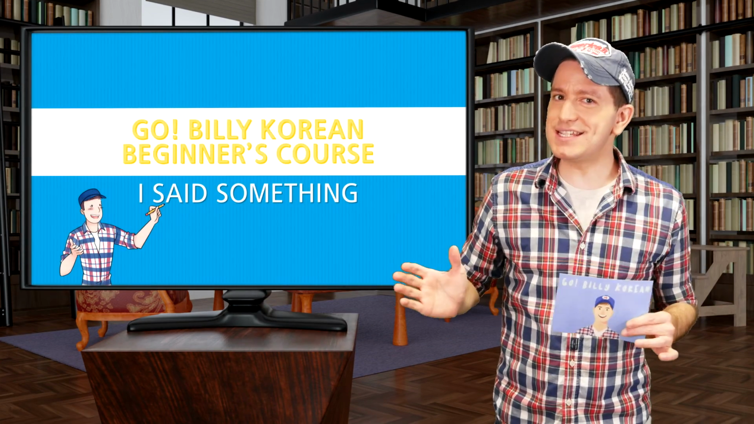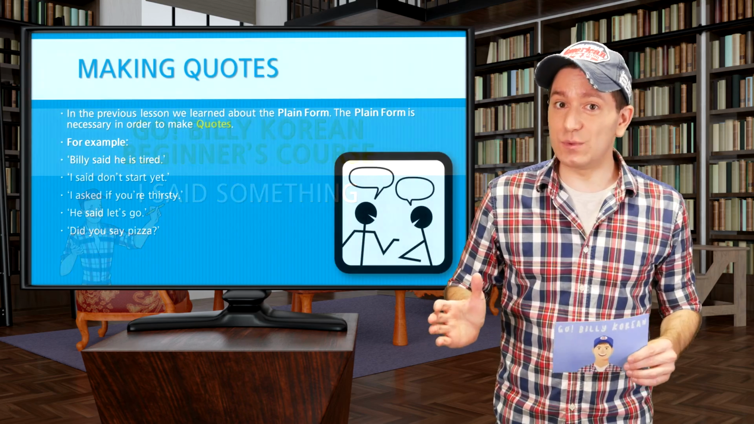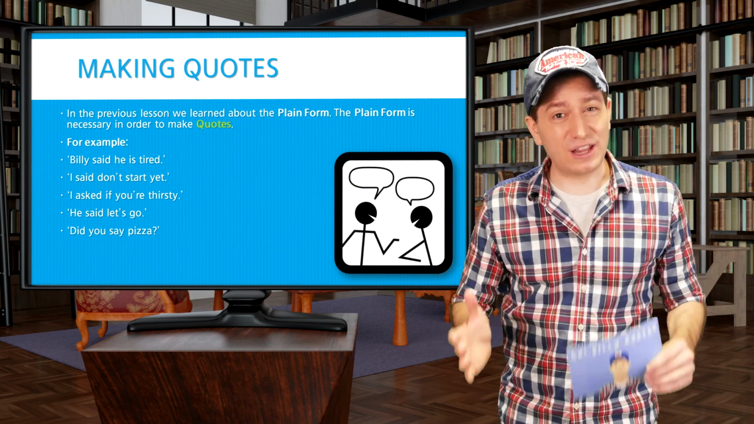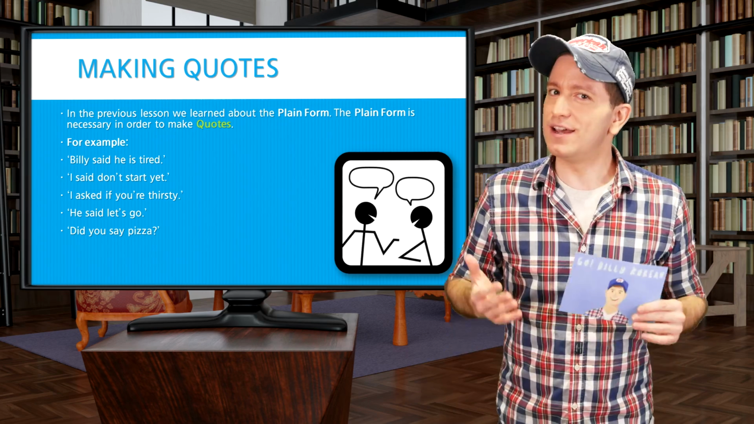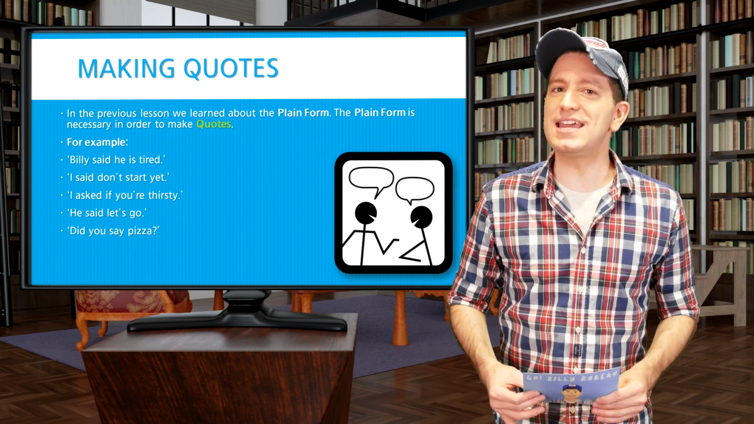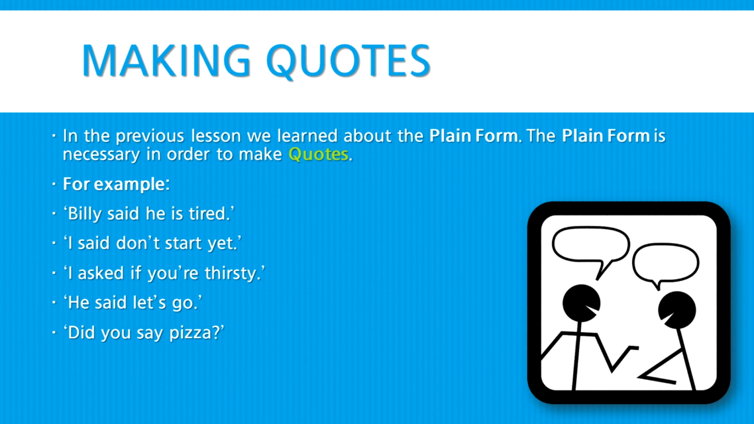Welcome back. In this lesson, we're going to learn how we can make quotes. In the last lesson we learned about the plain form, and the plain form is necessary in order to make quotes in Korean. For example, you can use it to say things like, Billy said he is tired. Or, I said, don't start yet. I asked if you're thirsty. He said, let's go. Did you say pizza?